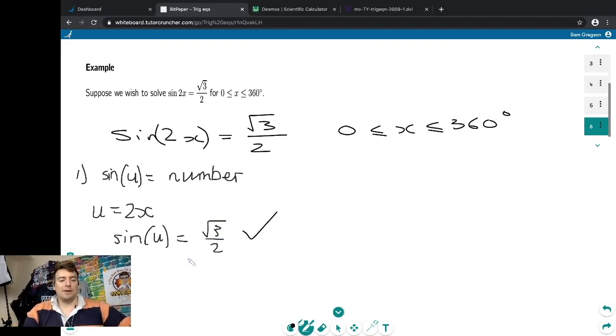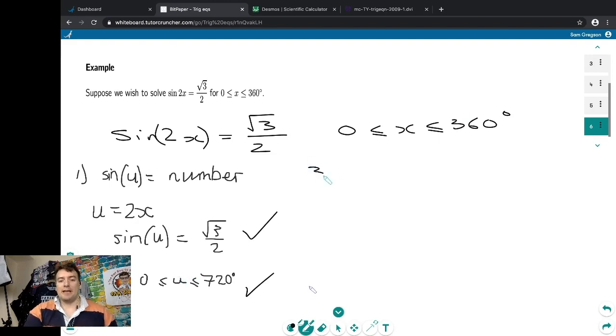Well done. What's step 2? Step 2 is to change the limits that we're looking at. So 0 times 2 is just 0, and 360 times 2 is 720. So we're going to be looking between 0 and 720 for u. Easy. So that's the first 2 steps done. Very, very good.